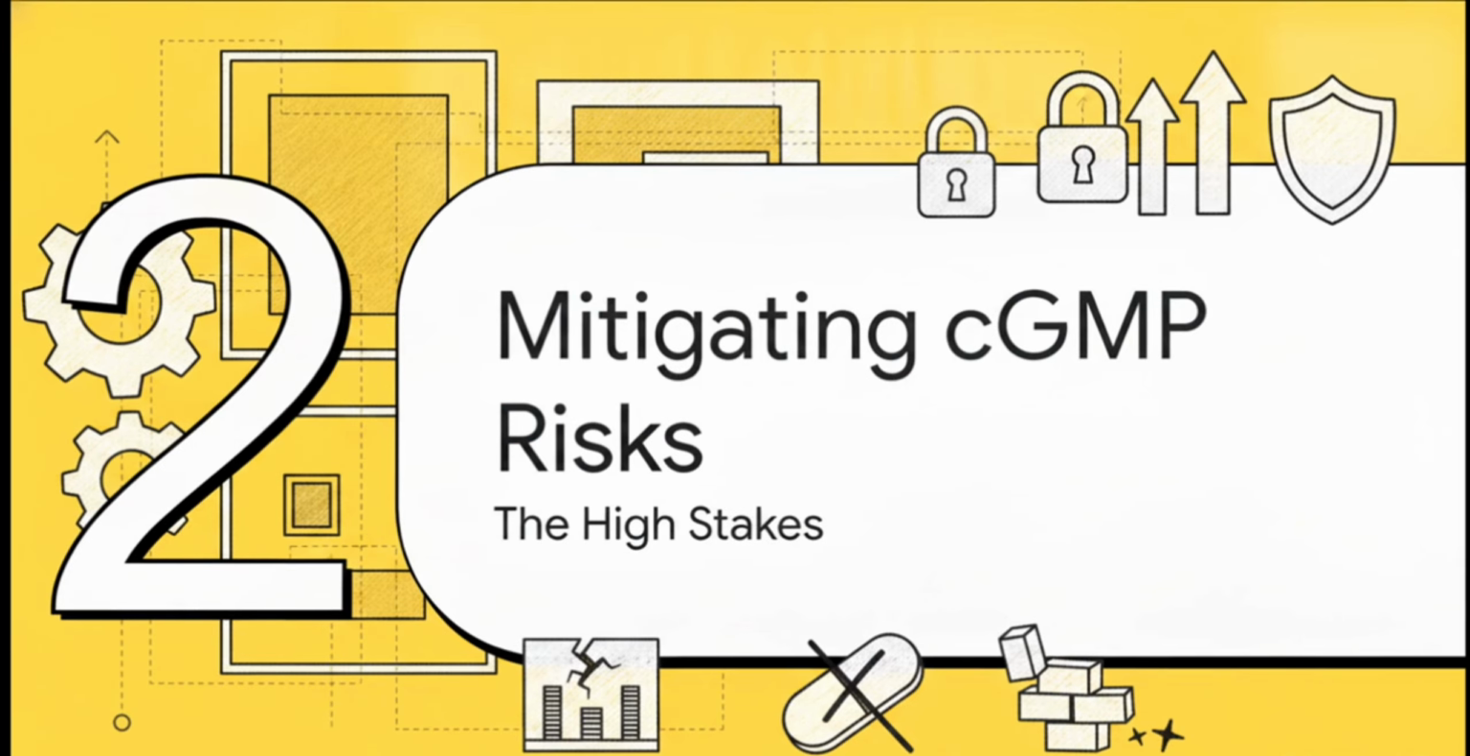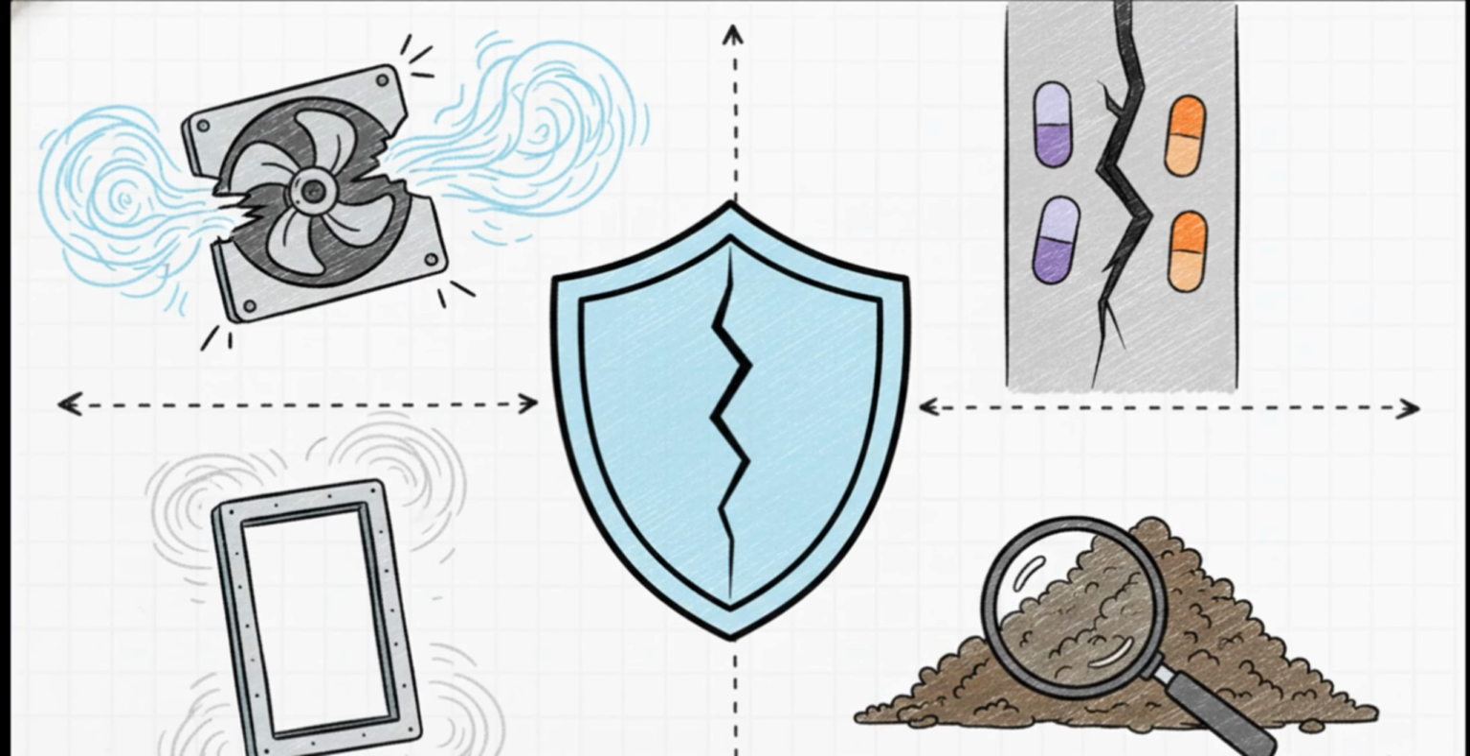Moving on to Section 2. Mitigating cGMP contamination risks, the high stakes. So, why do we need such an intensely managed environment? Well, because the stakes are incredibly high, and the consequences of architectural failures here are catastrophic. That's exactly why current good manufacturing practice, or cGMP, regulations are so unbelievably strict.